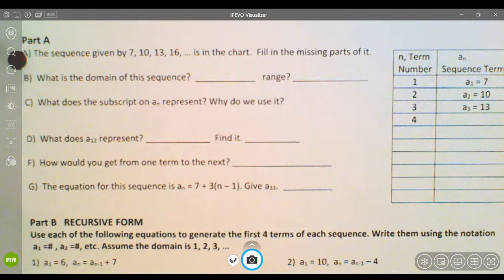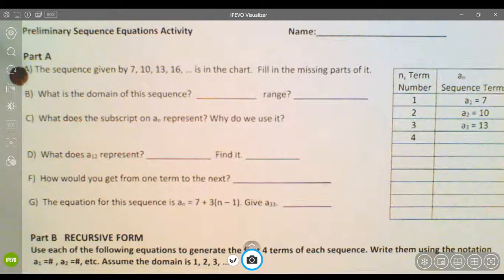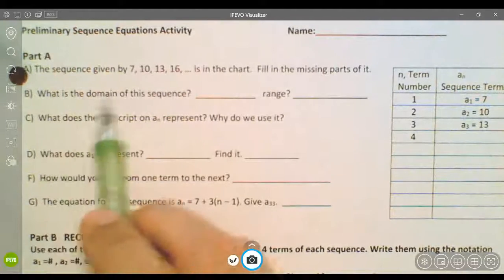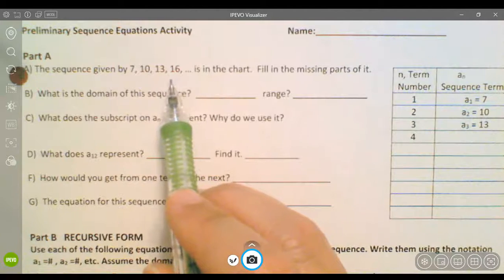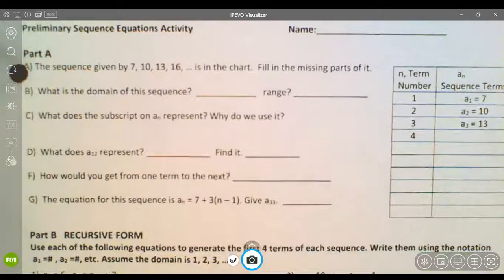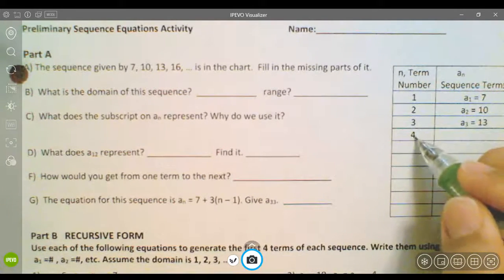So our next application of functions deals with sequences. When you look here in our preliminary sequence equations activity, you'll see what we're talking about. Let's look at a sequence given by 7, 10, 13, 16. It's going to be in this chart, and all I want to do is fill in the missing parts. Some of this looks self-explanatory. I see the term number for 4.